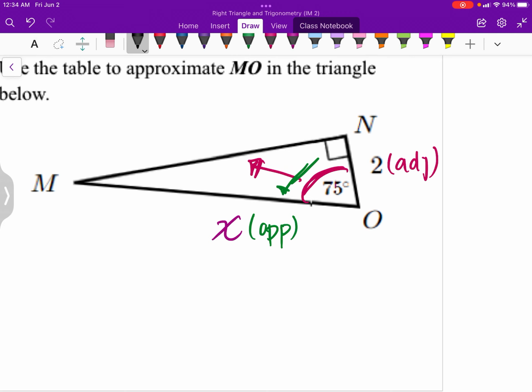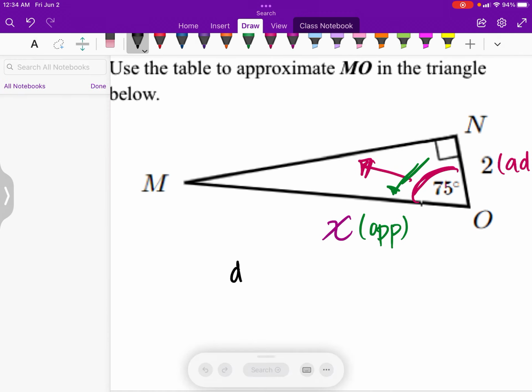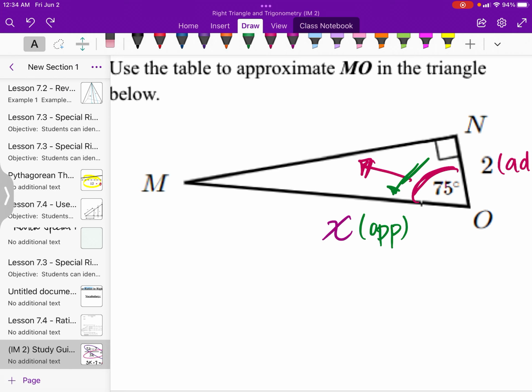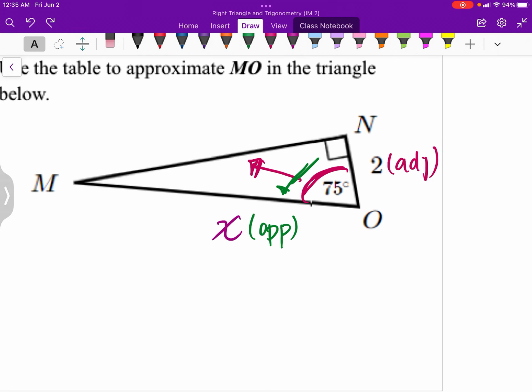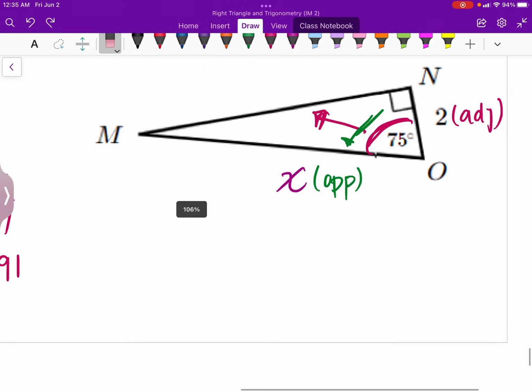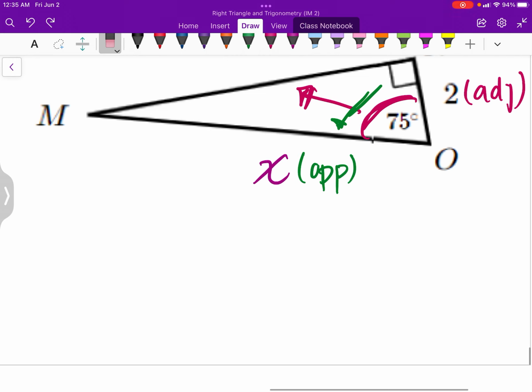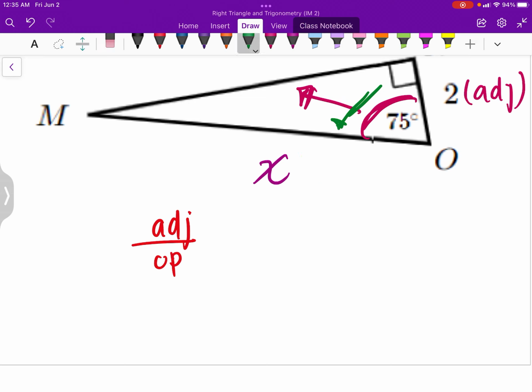Now, in this case, we're looking for a fraction that has adjacent, sorry about that. Okay, where are we? Okay. That has, in this case, the adjacent over the opposite, or the other way around, actually. Oh, wait, this doesn't make it the opposite. I just noticed that. Typo. This is the hypotenuse. So in this case, that is going to be the hypotenuse.